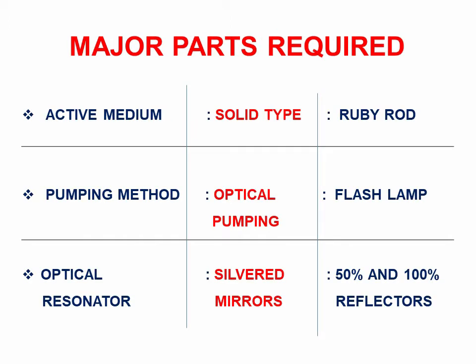To construct the ruby laser, three major parts are required. Active medium, in which the population inversion takes place. In the case of ruby laser, it is a solid type, so we use a ruby rod as the active medium. In the case of the pumping method, we use optical pumping. For example, a xenon flash lamp or krypton flash lamp may be used. In the case of the optical resonator, silvered mirrors at the ends of the ruby rod give the increase of intensity of the light.